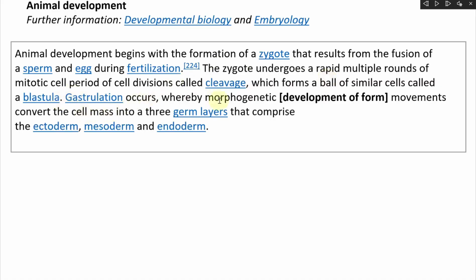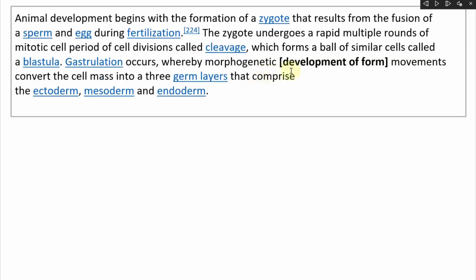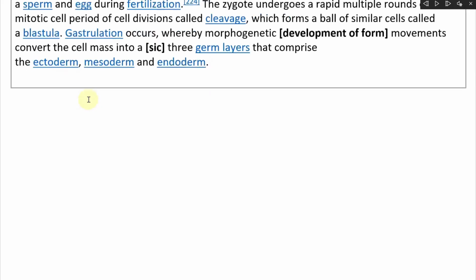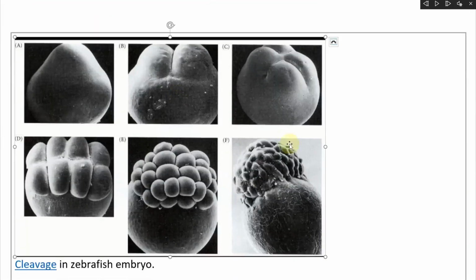And gastrulation occurs, whereby morphogenetic movements, which is development of form, convert the cell mass into three germ layers. It should be into three germ layers. See, just put that here. So the mistake is on their part, I just copy and paste it. So into three germ layers that comprise the ectoderm, mesoderm, and endoderm. We've gone over this multiple times.